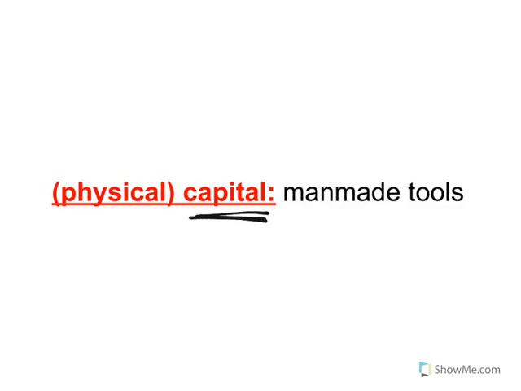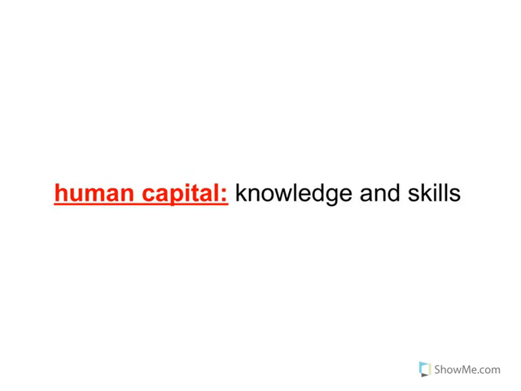A hamburger is not physical capital, okay? Because it's not being used. Even though a human being makes a hamburger, that hamburger isn't being used to make a good or service necessarily, okay? So man-made tools. Then we've got human capital, and that's knowledge and skill.